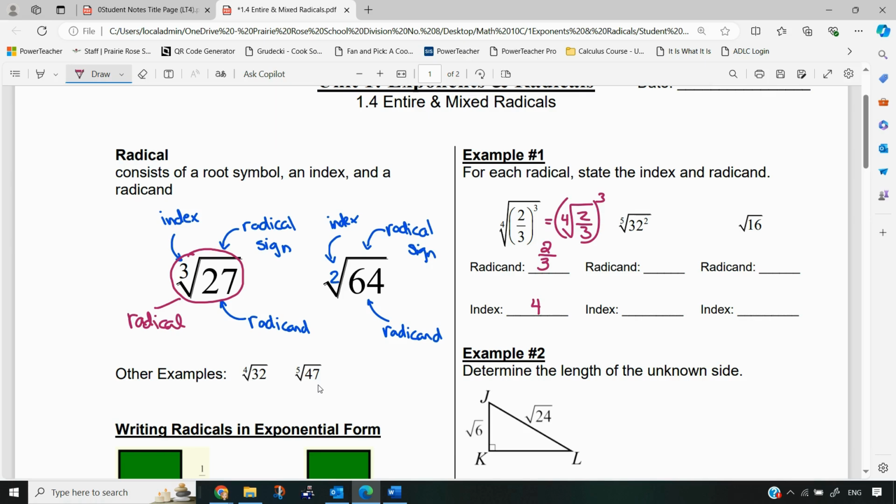For the next example, my radicand is 32 and my index is 5. Again, if you wanted to write that as 32 squared, that would also be acceptable because this can be written as the 5th root of 32 squared, where it's just the 32 as my radicand, or the 32 squared. My last example, my radicand is 16, and my index is 2.